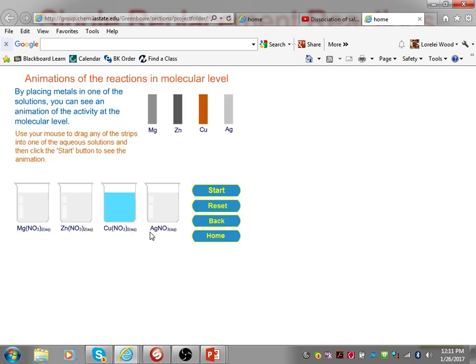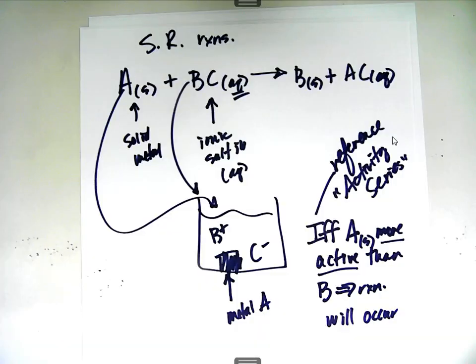All right. So now what we're going to do is look at the microscopic, which is my favorite part of this animation. I'm going to take zinc and drag it down here to the copper nitrate and put it in there. Now it's going to zoom in on the microscopic perspective and show you the atoms and molecules involved. But before we do that, let's think about what's in that beaker that is going to potentially react together.